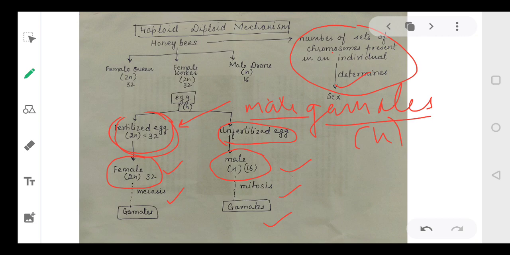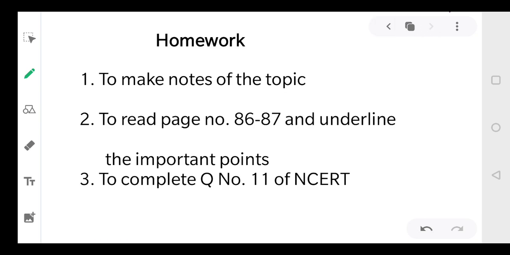Okay, so let's come to your homework for today. First of all, you will make the notes of the topic. Secondly, you will read the page numbers 86 and 87 and you will highlight, underline the very important points in the book. Then you will solve question number 11 of NCERT. So I hope you will complete your work and you will send it to me.